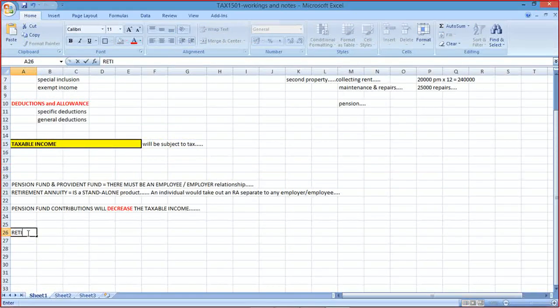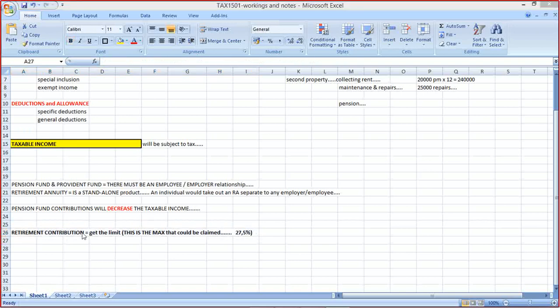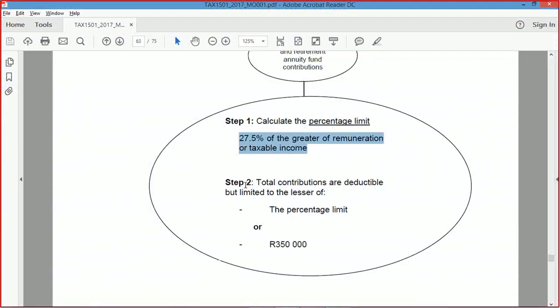With a retirement contribution, you need a starting point, you need a limit. So work out the limit. The limit means this is the maximum that could be claimed. And how much is that? 27.5%. That's the first bit: get a limit. Once you've got the limit, then we need to look at the contributions.